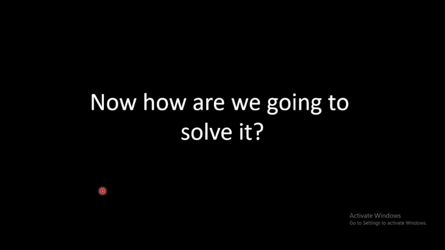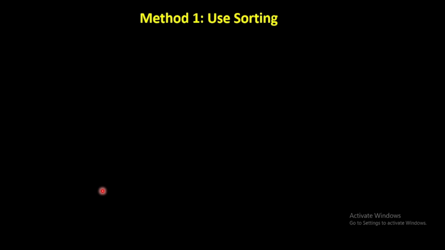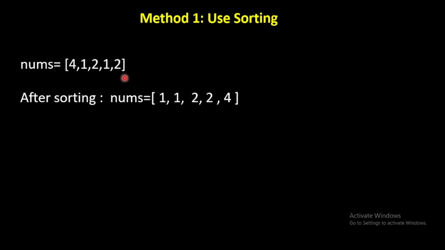The easiest method to solve it is using sort. Suppose our nums contains 5 elements: 4, 1, 2, 1 and 2. If you sort the elements in the nums array, they will be in this order: 1, 1, 2, 2 and 4. You can easily notice that the matching elements have come to consecutive places.